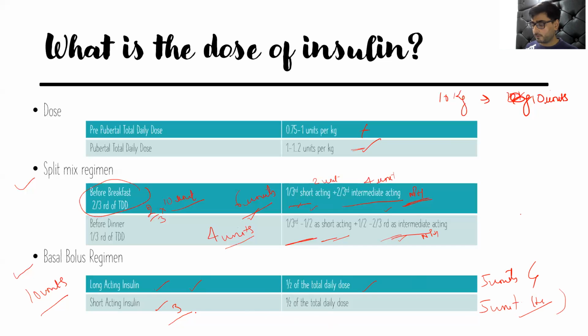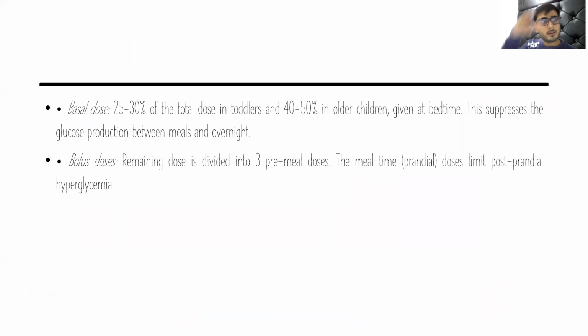Now we divide it into 3. So roughly 5 is divided into 3 parts, and we give pre-breakfast, pre-lunch, and pre-dinner. And glargine we give, 5 units at night. So this is how we do the division of these doses. In the basal bolus regime, 25 to 30% of total dose is given as basal in toddlers, and 40 to 55% in older children. That is the reason it is given at bedtime. The basal dose, that is glargine, maintains the basal levels.